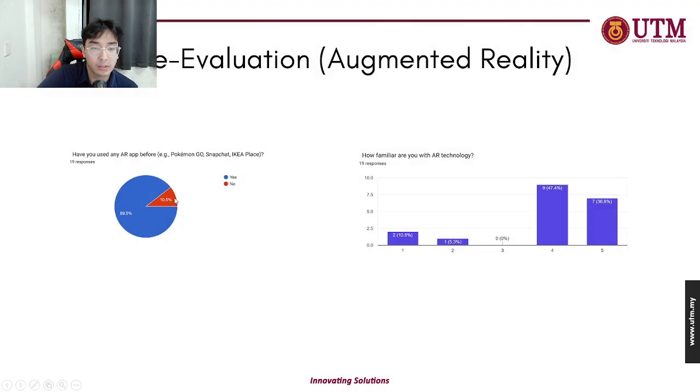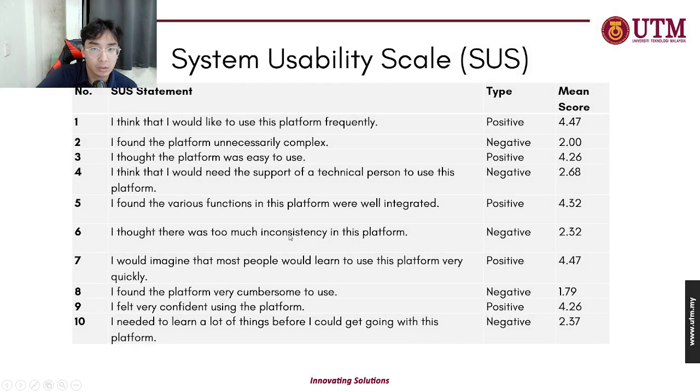I also gathered their experience with AR navigation. I asked whether they had used any AR app before, and how familiar they are with AR technology. Most of them know about AR. There are 10 items from the System Usability Scale, the framework that I used to evaluate my system.